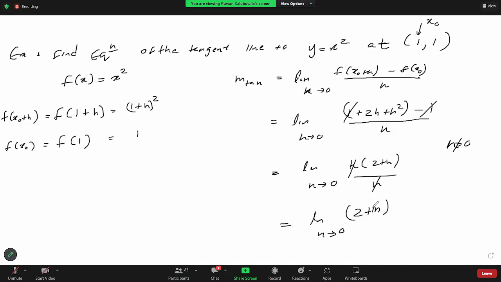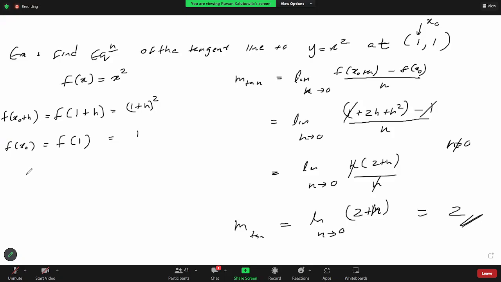So at this moment, this one is like a polynomial, so you can directly apply it here and find the limit, which is equal to 2. So the answer, here the problem asks for the equation, right? Find the equation of the tangent line. So this gives the slope of the tangent line. If you have the slope, then you can write down the equation very simply.